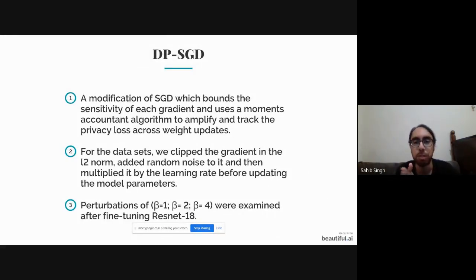The other approach we took was DP-SGD. This is a modification of the general stochastic gradient descent, where it bounds the sensitivity of each gradient. Another thing worth noting is it uses a moments accountant algorithm, which keeps track of the privacy expenditure across every weight update. To convert the SGD code to DP-SGD, we made this main change where we clipped the gradient in the L2 norm, added random noise to it, and then multiplied it by the learning rate before updating the model parameters. It's worth noting we did this for every example individually, not in a batch. And again, we compared three perturbations, beta 1, 2, and 4, after fine tuning on ResNet.